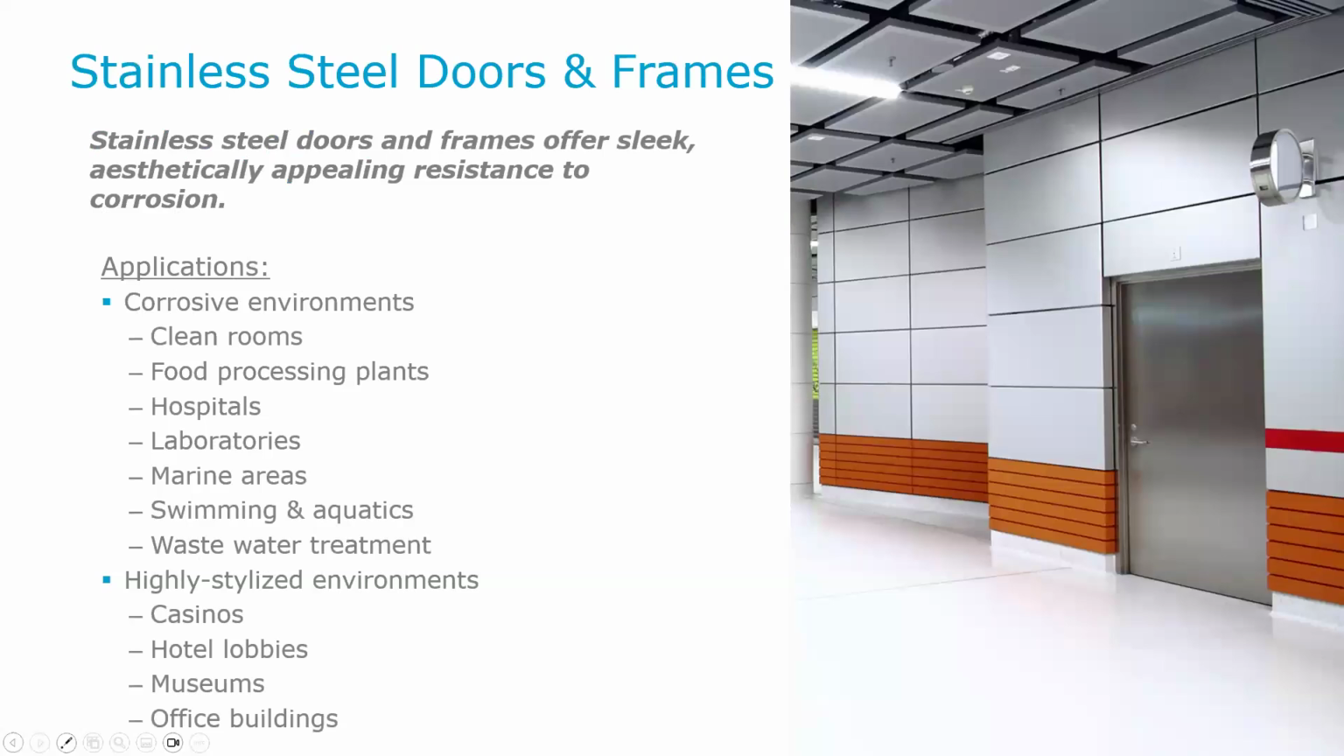Stainless steel in our industry. Again, there are 2 types of stainless steel. You'll see the applications there: different clean rooms, food processing plants, and their requirements. All of their metal doors and frames have to comply with being stainless steel. You'll have hospitals, different types of areas in your hospital, anywhere where there's a lot of chemicals or water, things like that. And then on the more aesthetically pleasing types of application, you'll see casinos, hotel lobbies, office buildings, and so on.